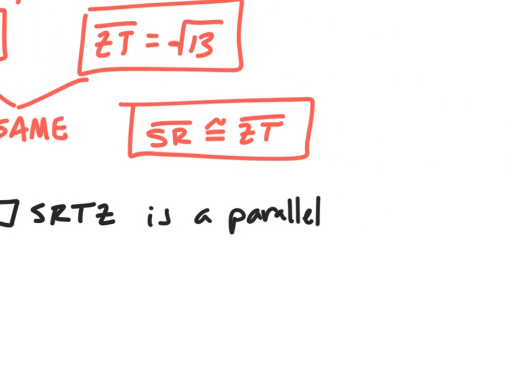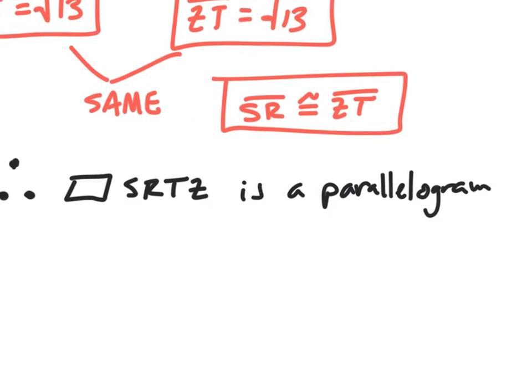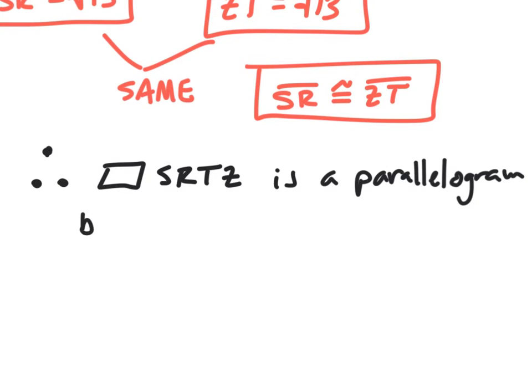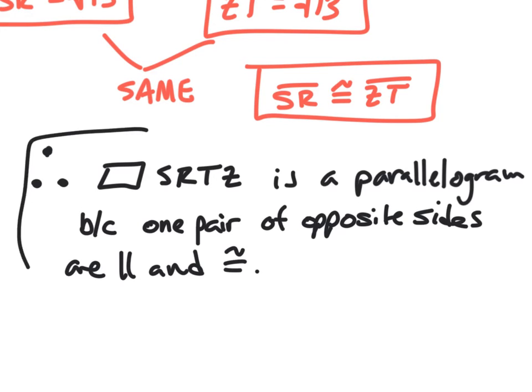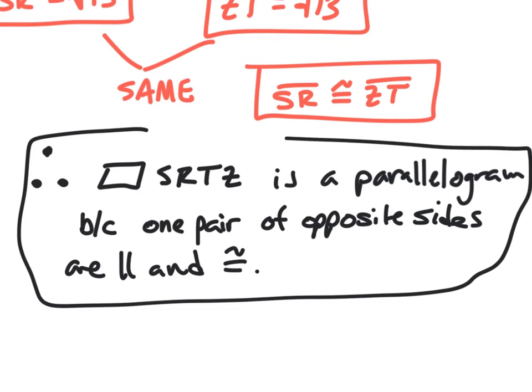Is a parallelogram because one pair of opposite sides are parallel and congruent, okay? And that's all I need to say about that, okay?